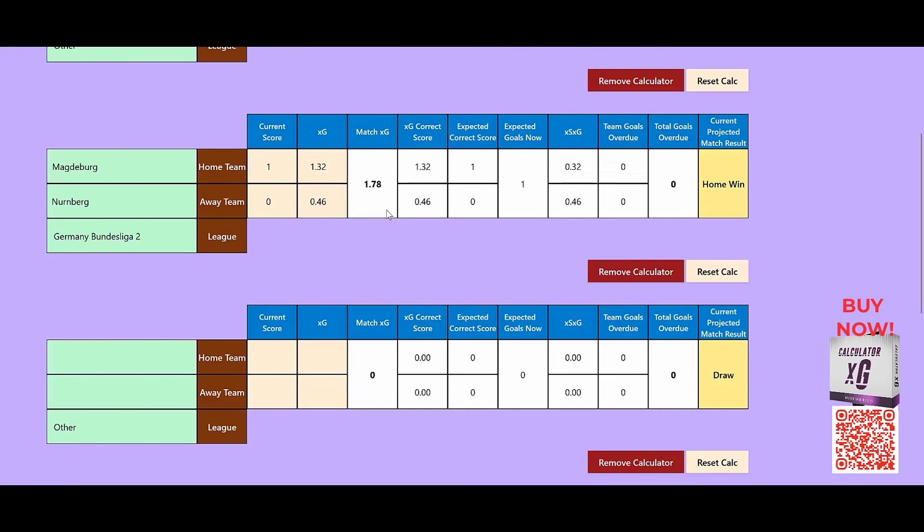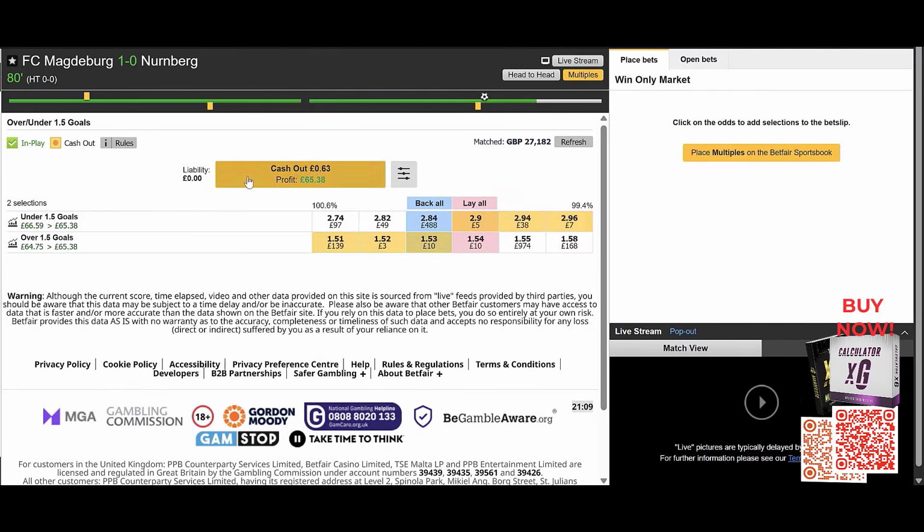So Magdeburg are winning. They've got a man advantage. Current projected match result is the home win. There's nothing more really to see in this one. Total goals overdue, there's no goals overdue at the moment. Probably very close to maybe another goal being due, but yeah, here we are with the 1-0 to the Magdeburg. But our trade is done. We've locked in the profit. We locked it in over both the outcomes because the data isn't really telling us to chase more goals. So we'll just take the cash out and we'll lock it in and we'll move on. So anyway, we're finally out.